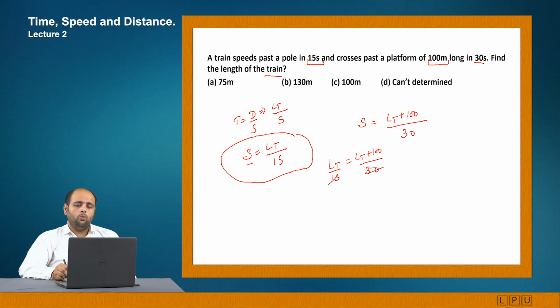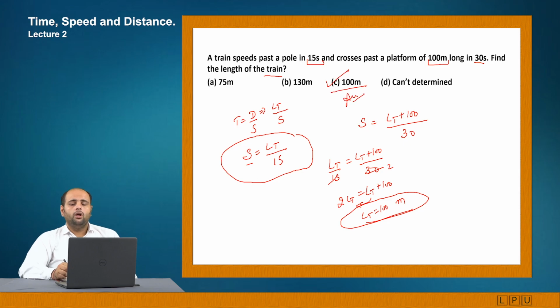So 15 times 2 is 30, and it will be 2 LT is equal to LT plus 100, and 2LT minus LT when it comes here, so it will be length of train is equal to 100 and it should be in meters. Okay, so the answer will be option C, that will be 100 meters. So in this way we can solve these types of questions.